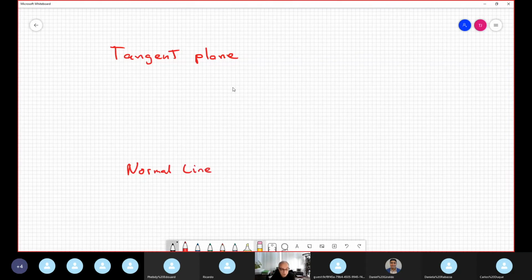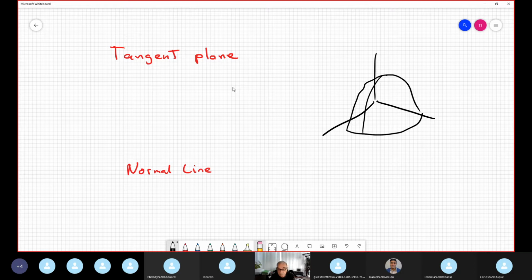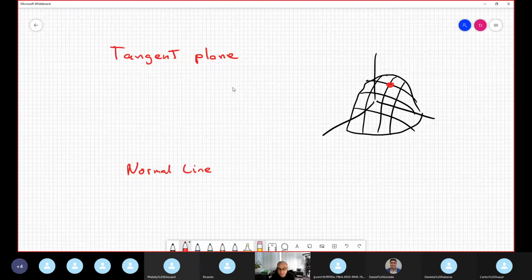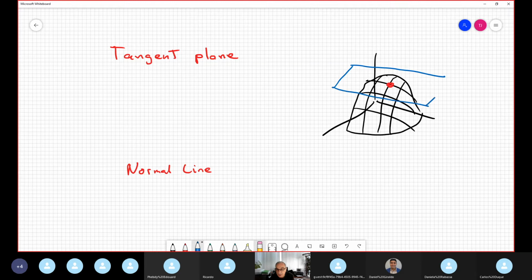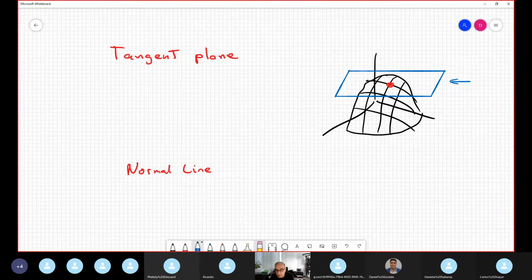We have a surface, for example. Then one specific point, I want to find a tangent plane. A tangent plane, guys, is a plane. It's a plane. One point. So if I try to see one view like that, you see the surface and you see the tangent plane here. Okay.